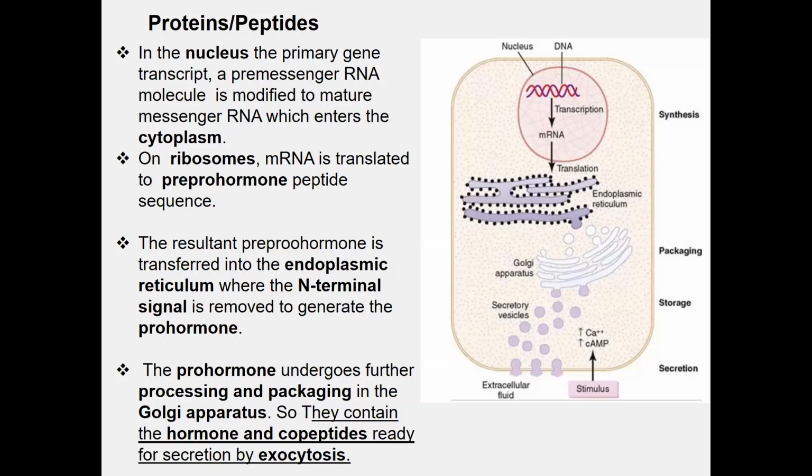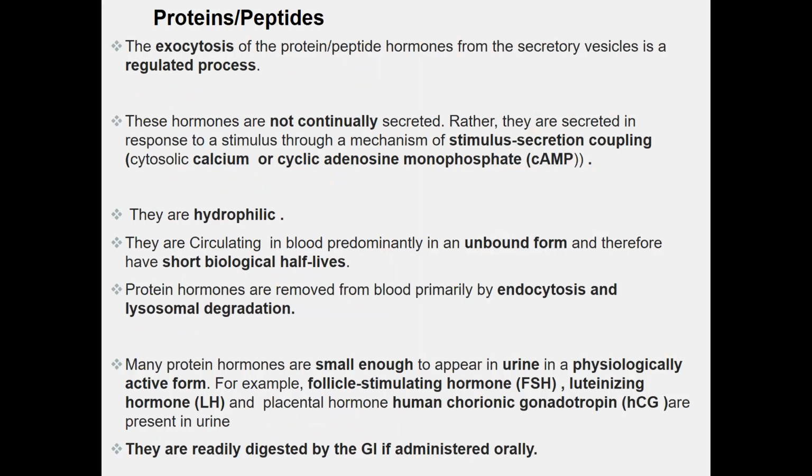The pro-hormone then will be processed and packaged in the Golgi apparatus and stored as active hormone, which will be secreted by exocytosis. The exocytosis of protein or polypeptide hormones is a regulated process. It means these peptide hormones are not secreted continuously. They are secreted in what we call a stimulus secretion coupling process. It means when we have a stimulus, like for example intracellular calcium, the secretion of these hormones by exocytosis will be initiated. Otherwise, they will stay stored in the specialized vesicles.